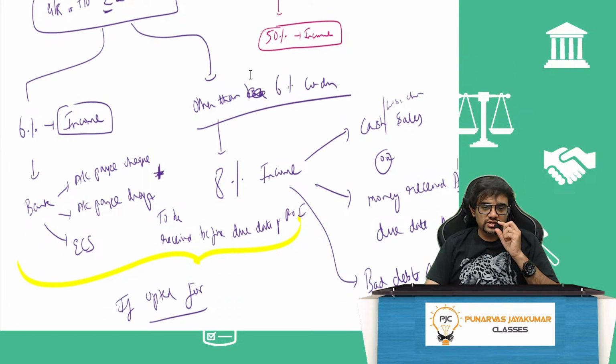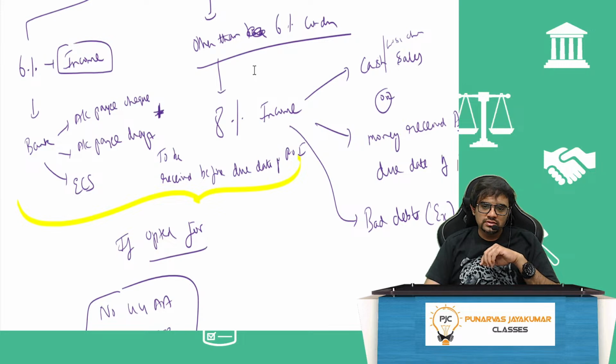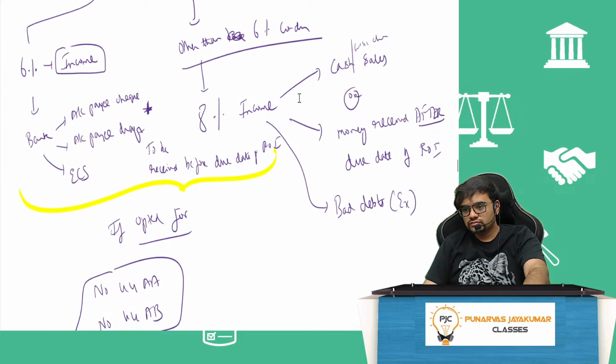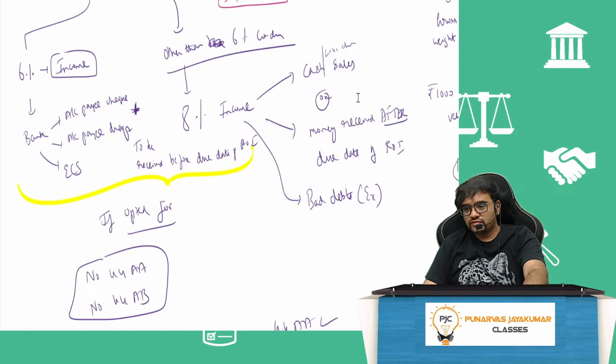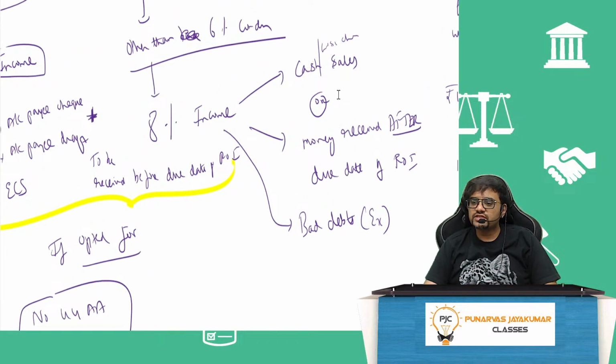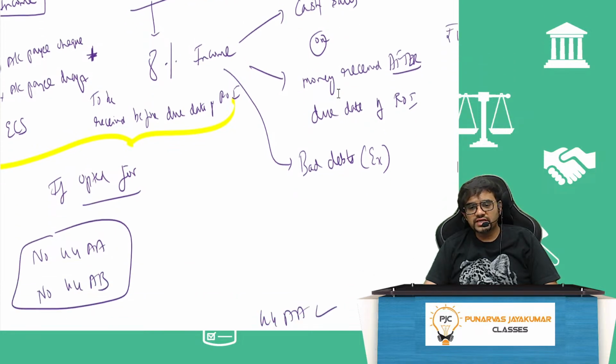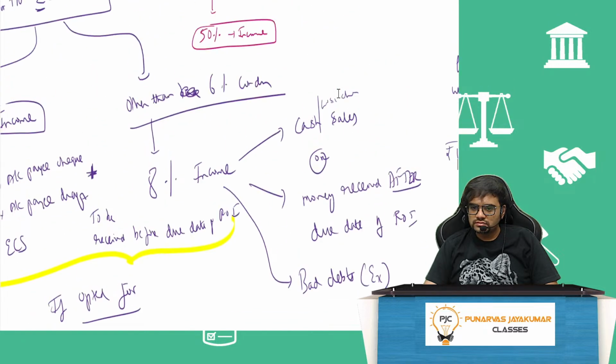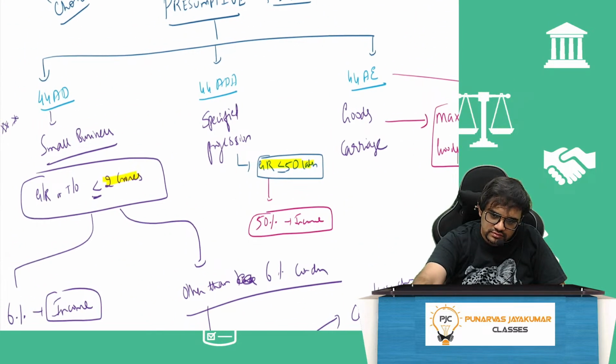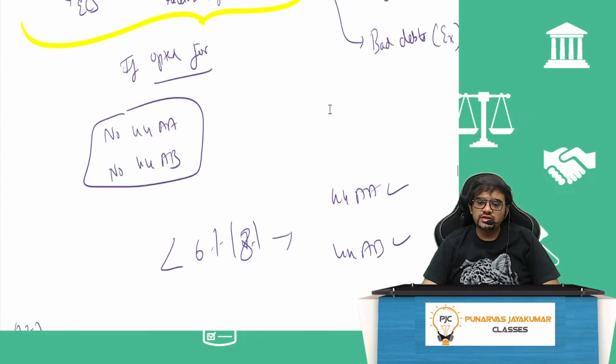So 6% is what? Income. If you receive money via account payee cheque, account payee draft, ECS. If you receive cash and all, then 8%. 8% in what? If it's cash sales, or if the money is received after the due date, or bad debts, for example, bad debts recovery, all that will be taxed at 8%. This is under 44AD. And if you opt for 44AD, no maintenance of accounts, no tax audit. Simple.